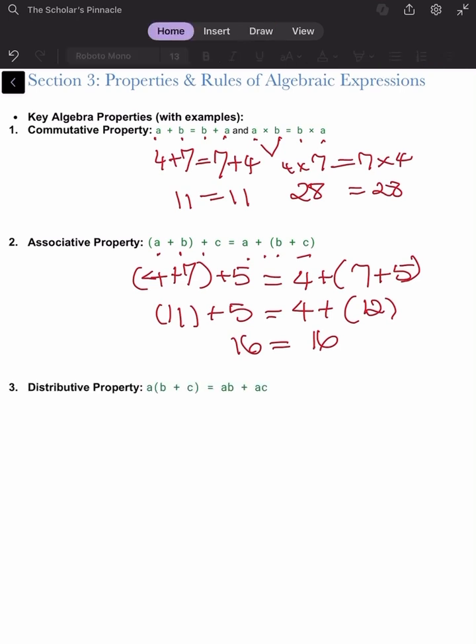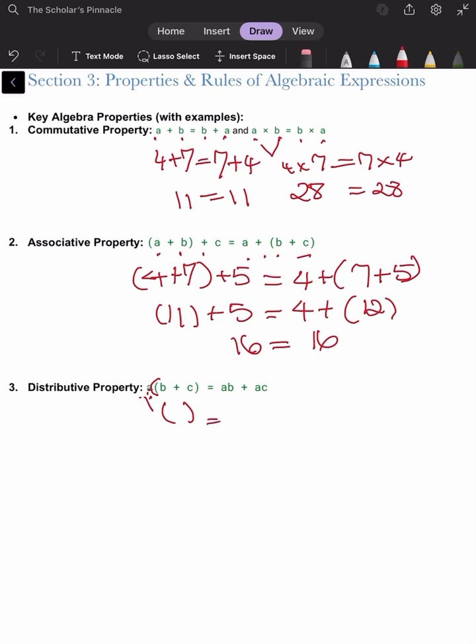Number 3 is distributive property. a multiplied by (b plus c), where the parentheses represent a multiplication operation, is equal to a multiplied by b plus a multiplied by c, as you have here: ab, which are multiplied together, plus ac. Do you see how that works? Let's see the next property.